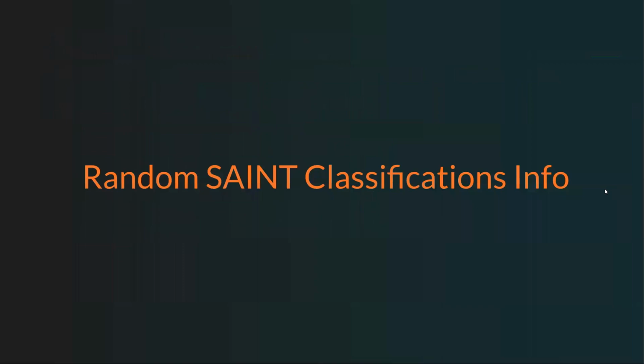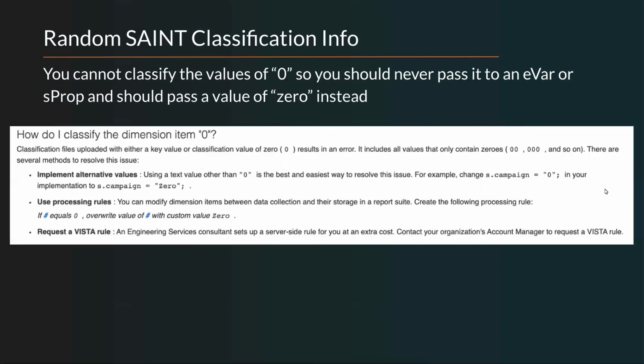And the last things I want to talk about around SAINT classifications are what I just call some Adobeisms, some weird things that you have to memorize about SAINT classifications because it's stuff that you may not know and it can really trip you up. The first thing is that for some reason, unbeknownst to me, it is impossible to classify a dimension value of 0. So if you ever pass in 0, or in some cases, even things that have leading zeros, it won't let you add any metadata to it. I don't know why, that's just the way it is.